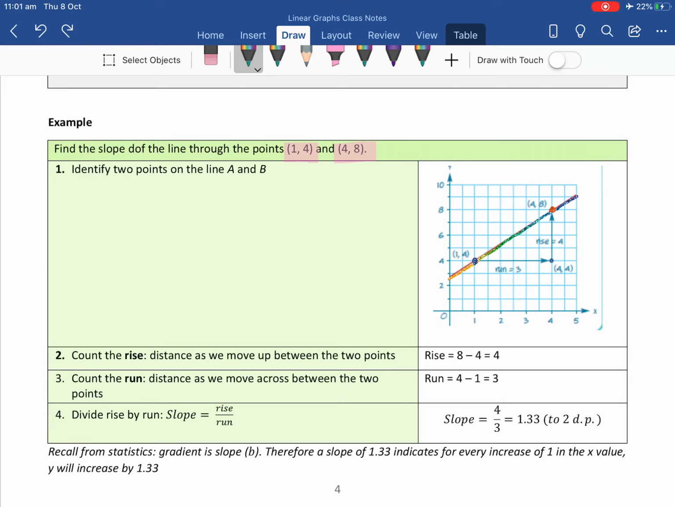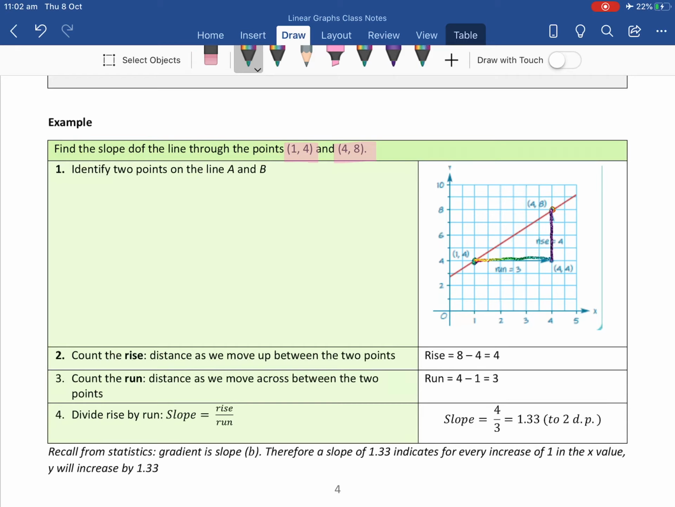If you had picked a random point maybe here, if you go down, it's 2 point something, it's really hard to tell. And if you look at the y value for this point, it's 5 point something, and it's really hard to see. So that's why you want to choose points on your line that will be whole numbers. Anyway, we've got points A and B here. Then you draw your triangle to show your rise and run.